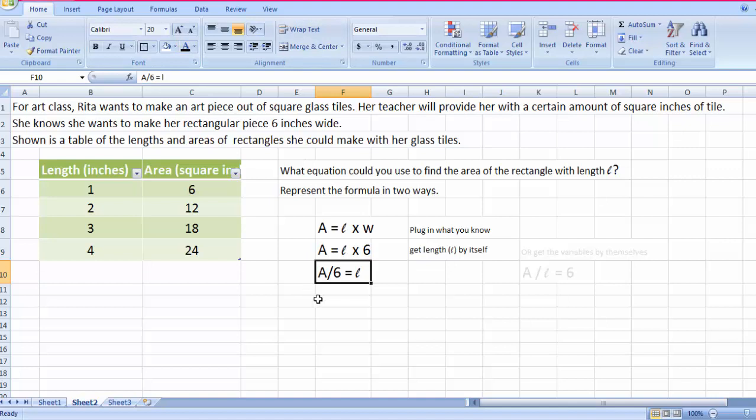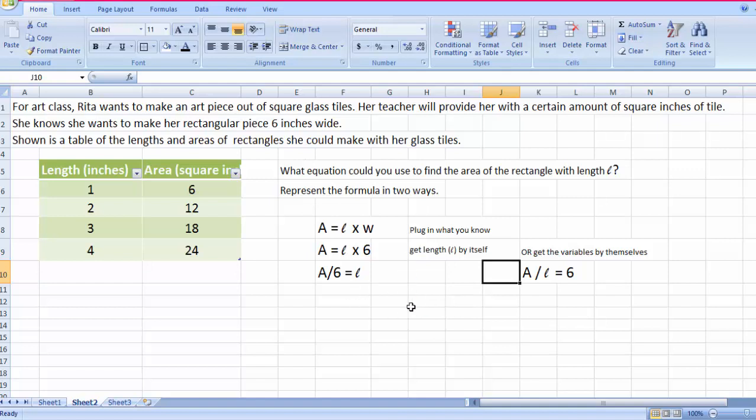And we get A over 6, A divided by 6, equals the length. Or, we can do it a different way. We could try to get the variables by themselves from over here. So we could divide A by L to get 6 by itself. If we do that, we have A divided by L equals 6. This would be representing the formula in 2 ways, and they both work.